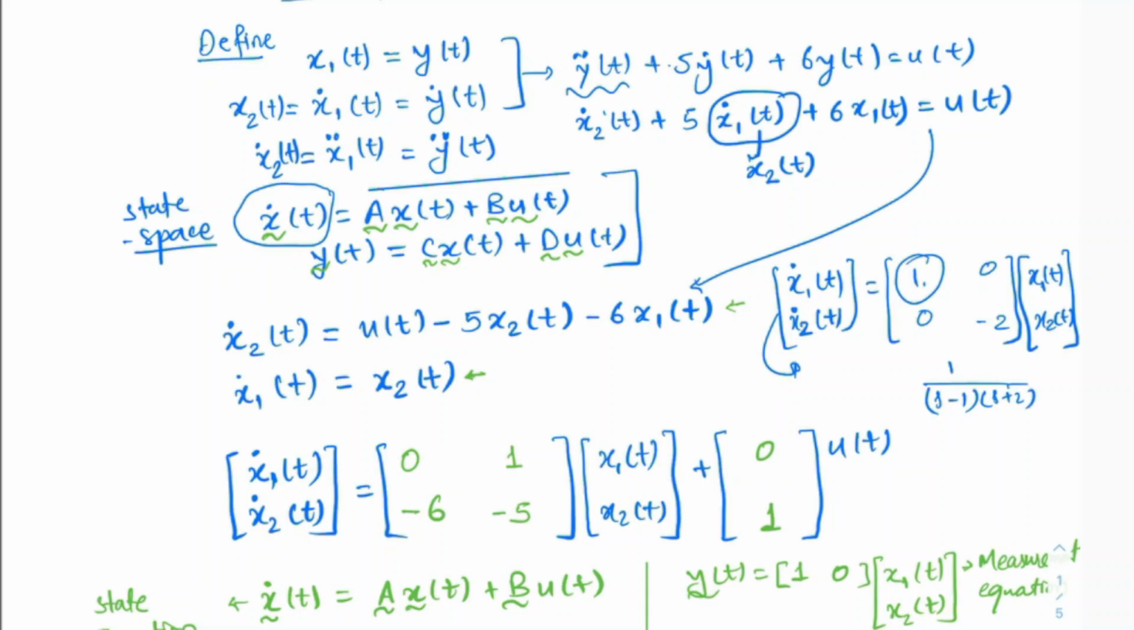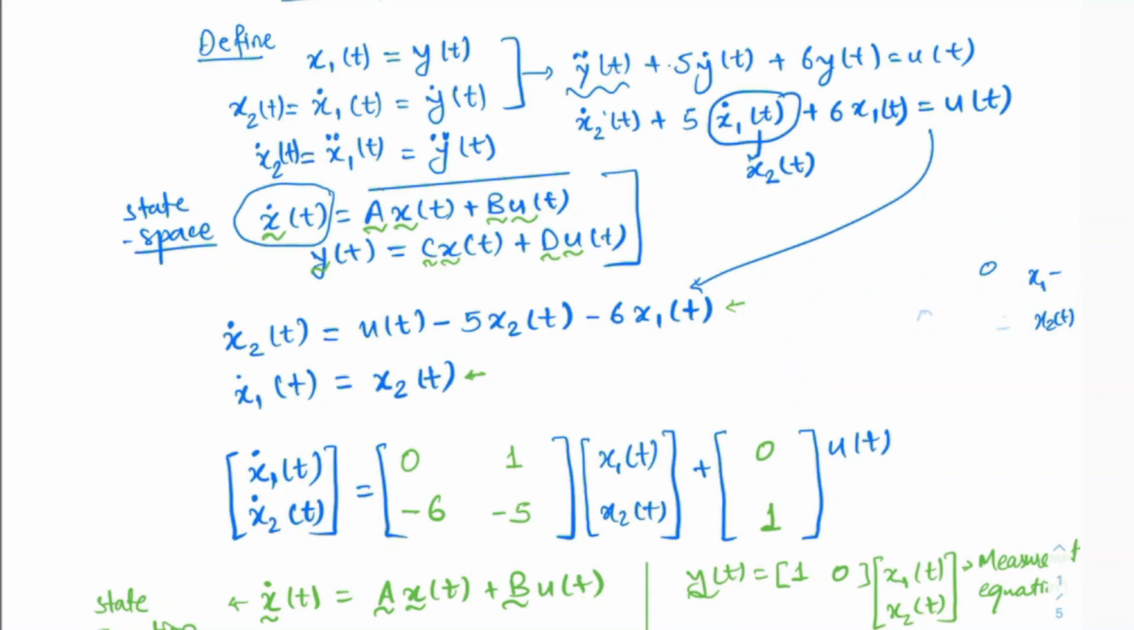So the transfer function does not tell you anything about which of these different states is unstable, but state space allows you to take a look at it. Got it, great. So that's one benefit of why we look at state space.